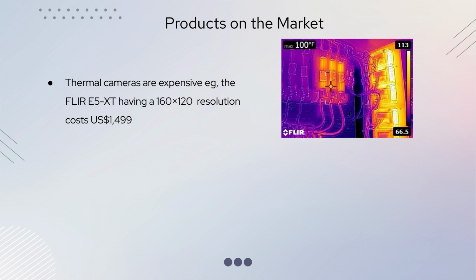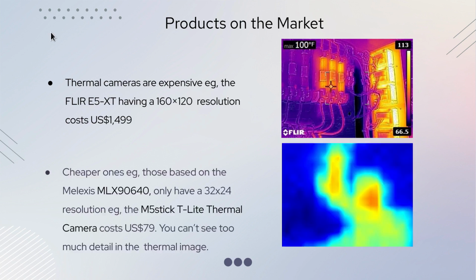First of all, have a look at the FLIR E5-XT, which has a resolution of 160 by 120 pixels and costs around US $1499. You can see quite a bit of details in here. Now let's have a look at cheaper ones based on the MLX90640 sensor. The one we're looking at is called the M5 Stick T-Lite thermal camera. It costs $79 US. You can see in here, you cannot see too much details.